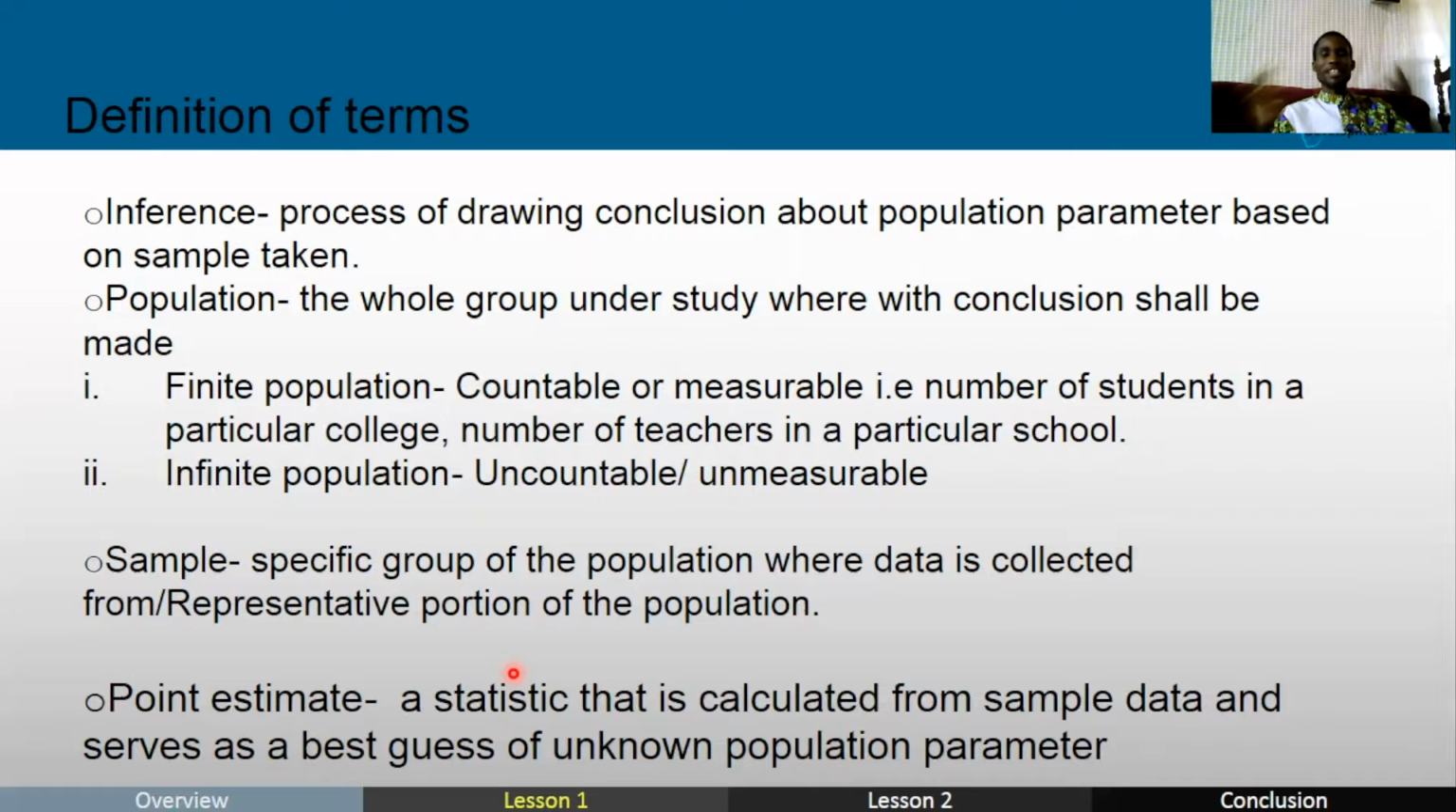A statistic is calculated from sample data and serves as a best guess of a known population parameter. That is what we call a point estimate.